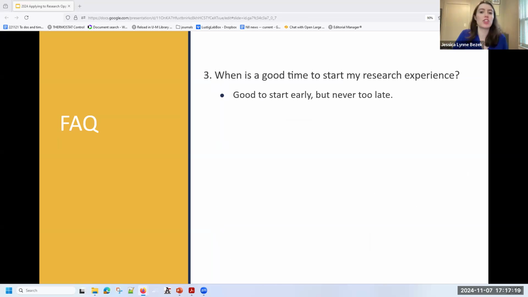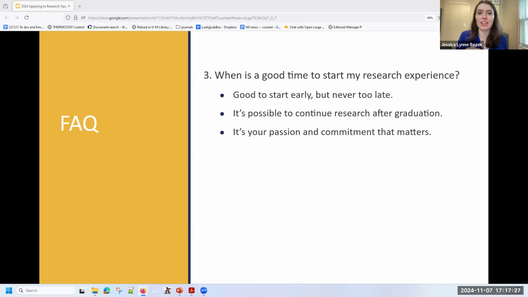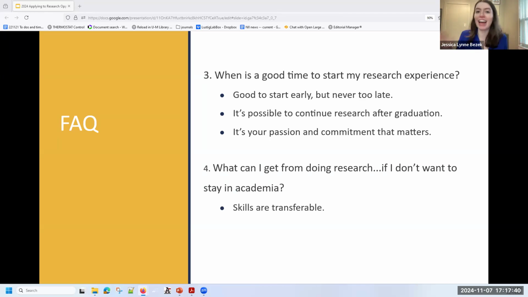of. When is a good time to start? Early is always the best, but it's never too late. So it's possible to do research after graduation. That was something that I raised in my path of doing that post-bac position. So it's really common to do a couple years of research before applying to graduate school, even after you finish with undergrad. And it's also about passion and commitment. That's going to really convey your experience and your abilities.